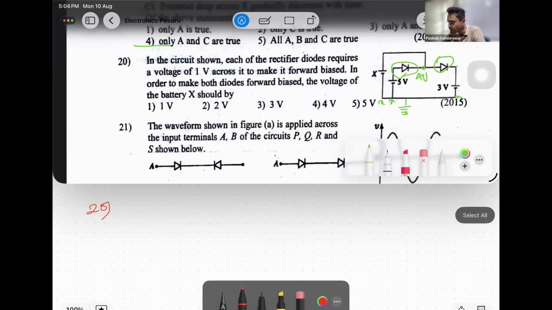So 5, 4, 4, 3. Then the battery should be 4 volts. Battery should be 4 volts. If you assume that as a grounding, when you find potential differences, that doesn't matter.